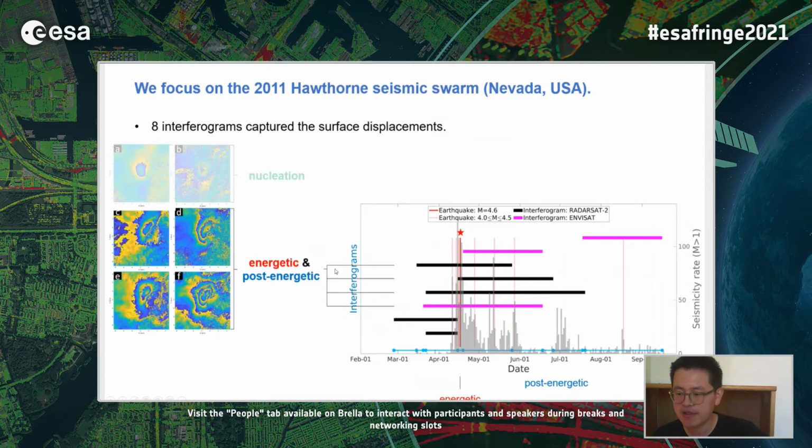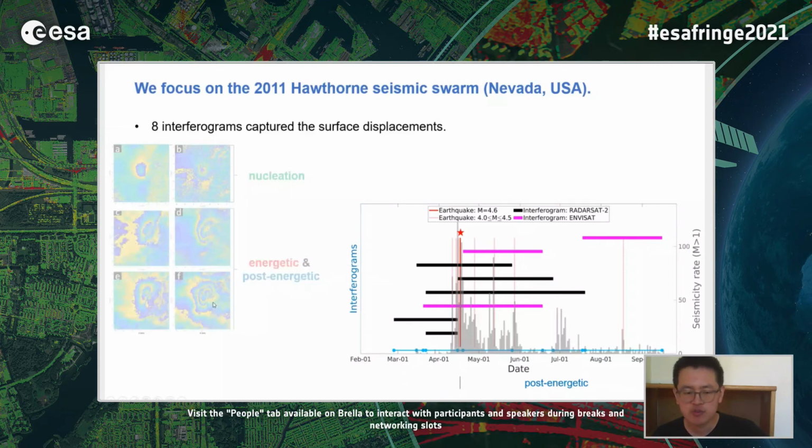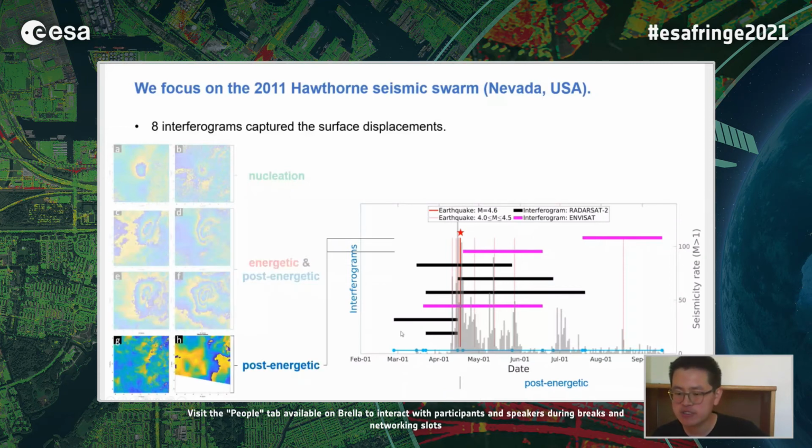Are the precursory slow slip and the most energetic seismic slip collocated? Perhaps not, because in the interferograms covering the energetic phase, the surface displacement signals are located further north. During the early post-energetic phase, the surface displacements are detected along a very narrow spatial band with clear phase discontinuities. It might suggest that there was a shallow afterslip reaching the surface.